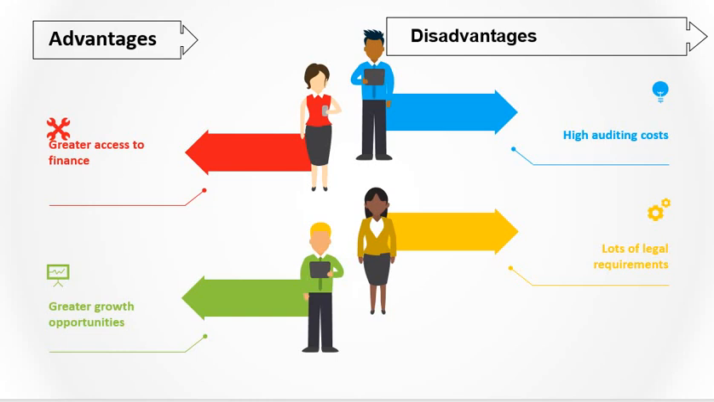The disadvantage is that their auditing costs are very high because they need to publish their financial records. And because they are registering with SubC and completing a memorandum of incorporation, there are lots of legal requirements. So grade 10s and 11s, that really is the gist of the incorporated company, the personal liability company.